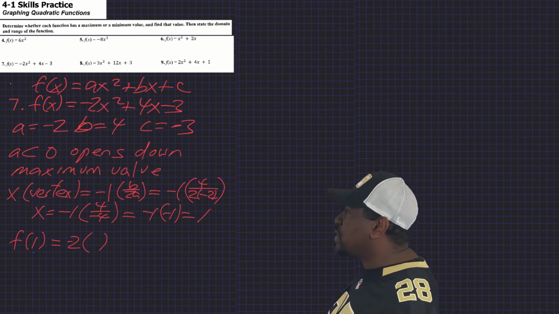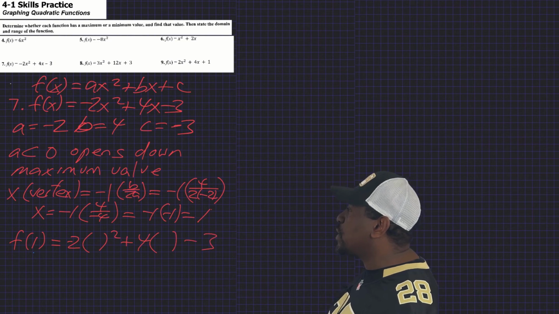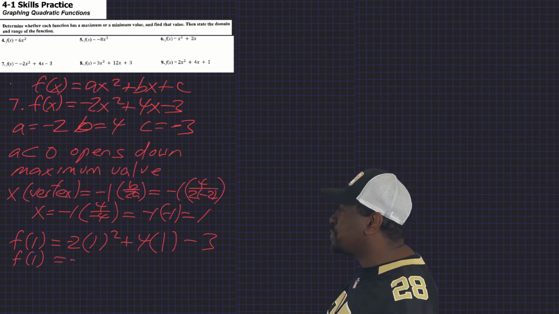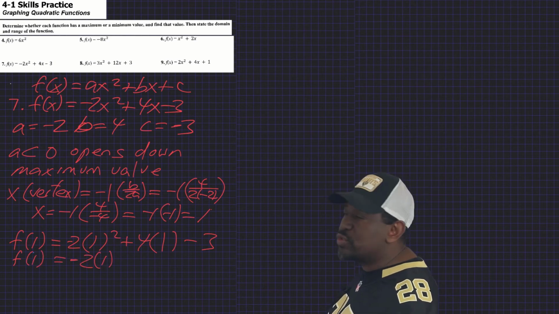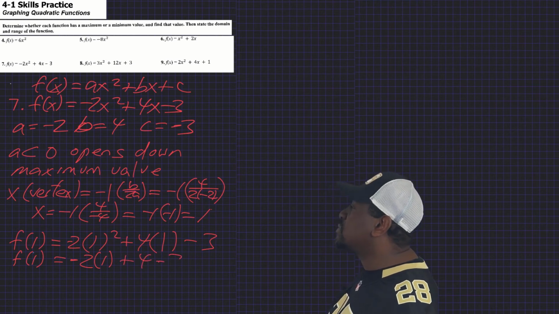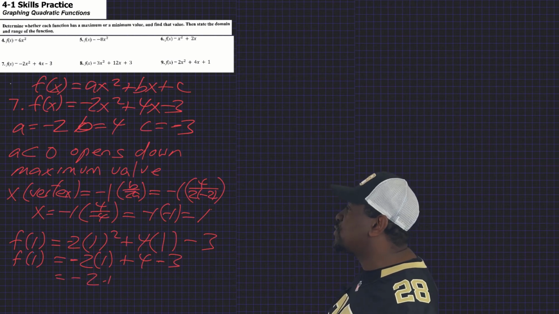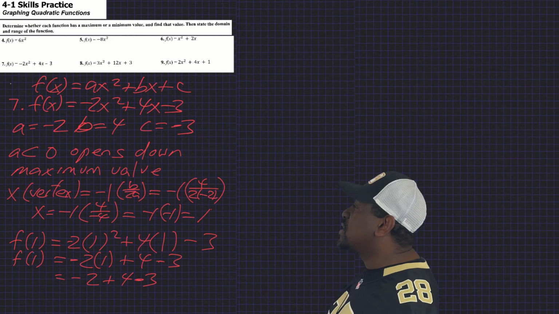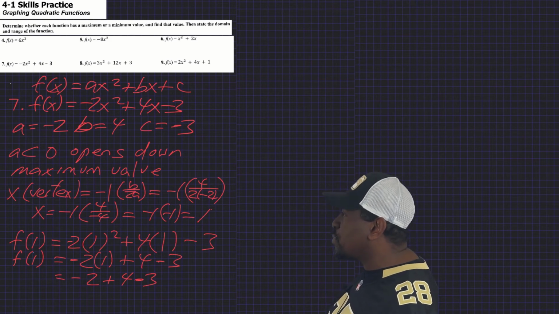And so we will substitute that into the equation. Where the x values are, we will substitute 1 to replace it, and we will solve it mathematically. So the problem will read negative 2 times 1 squared plus 4 times 1 minus 3. Using order of operations, 1 squared is equal to 1. We go ahead and solve 4 times 1, which is 4. Negative 2 times 1 is negative 2. Negative 2 plus 4 minus 3 is our next step.